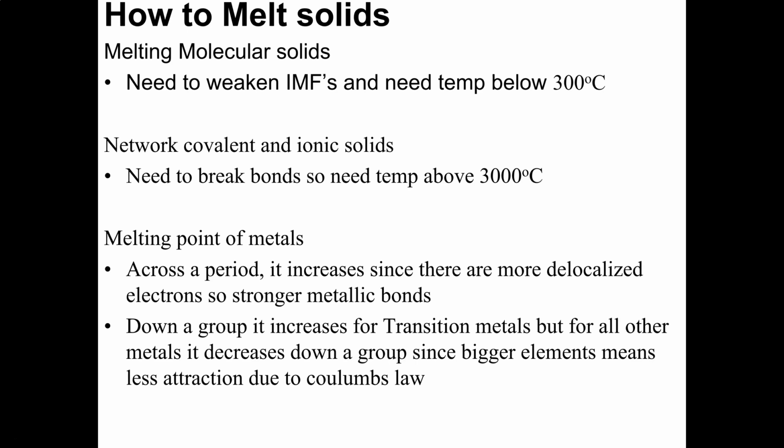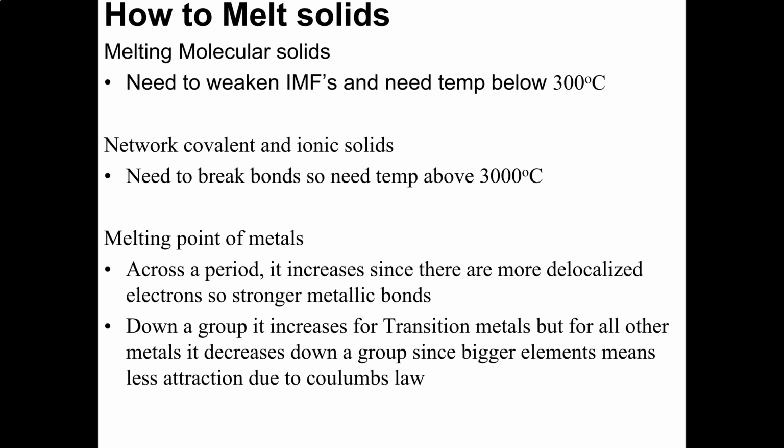Down a group, it increases for transition metals. But for everything else, it doesn't do that. And that's because the bigger the element is, the less attraction. So for transition metals, you can basically say, okay, as you go down a group, you have more delocalized electrons, it's going to be a higher melting point. Wonderful. But all other metals, that means, you know, alkali metals, alkaline earth metals, group 4A, as you go down, since you have a bigger element, you have less attraction. So now Coulomb's law comes into play, which is really weird. So why doesn't it work for transition metals, but it works for everything else? Why does Coulomb's law apply to group 1A, 2A, 3A, and 4A, but it does not apply to transition metals? Just one of those little quirks.